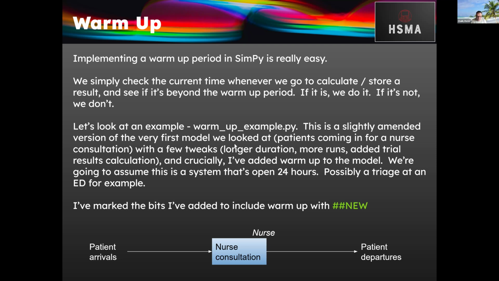So we're going to look at a little example of this. In the lecture examples, we've got the warm-up example.py file, so you can check that out yourself. I'm going to bring up the code in a second. As I say, this is a very slightly amended version of the simplest model that we looked at initially, where a patient arrives, they come in for a nurse consultation, which needs a nurse, and then they leave. And that was the very first model we looked at. I've made some minor tweaks to that model. It runs for a longer duration, there's a few more runs, and there's a little bit of an added calculation in the trial results. But it's basically that kind of simple model.